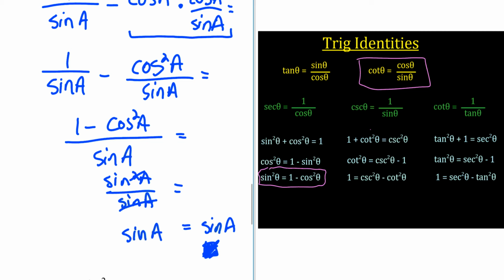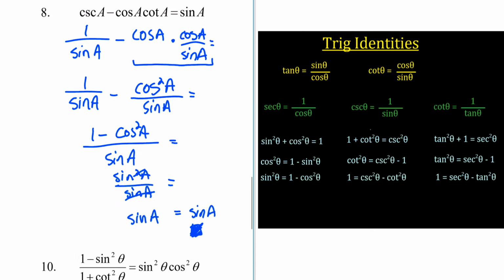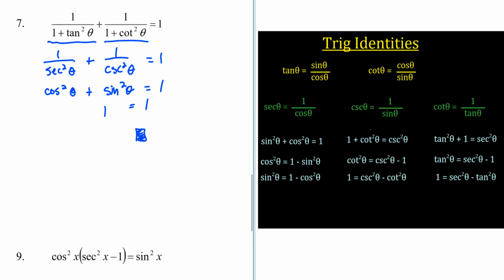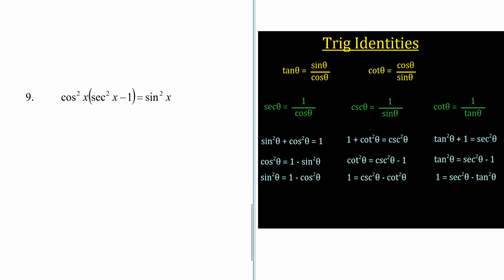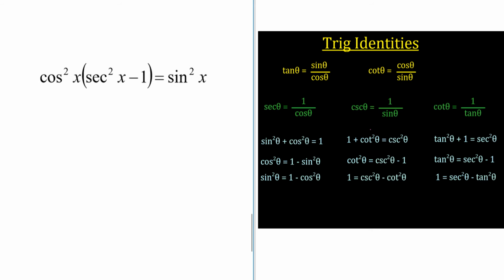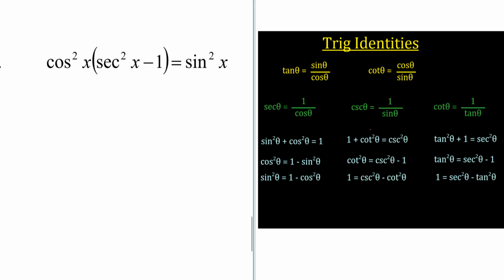All right. I lost track. Was that 8? Let's see. Zoom out here. Yeah, 8. All right, 2 left. 9 and 10. Let's look at number 9. This one says cosine squared x times, in parentheses, secant squared x minus 1. And that equals sine squared x.